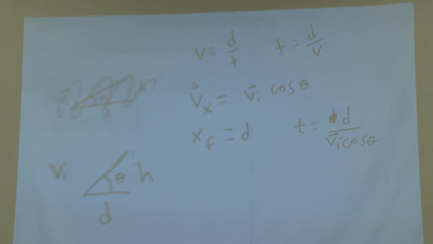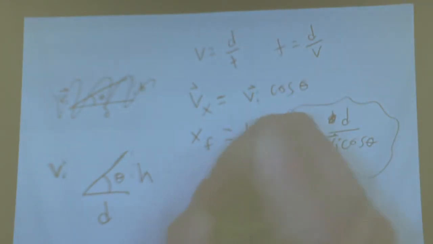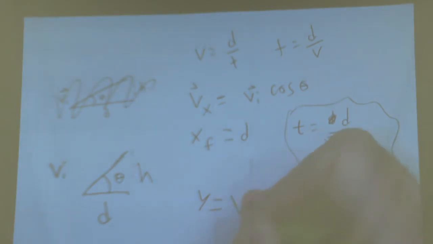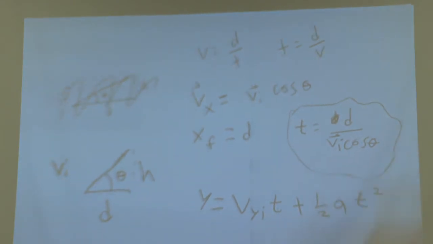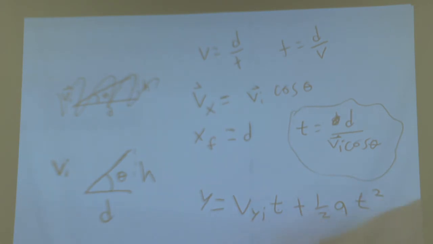So we can use this equation to solve for how long it's in the air. Once we have t, we're going to calculate the position in the vertical direction. Vyi times t plus 1/2 a t squared. Now, we know what a is. A is negative 9.8 meters per second squared.